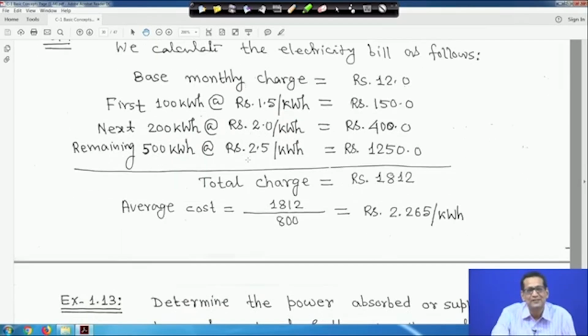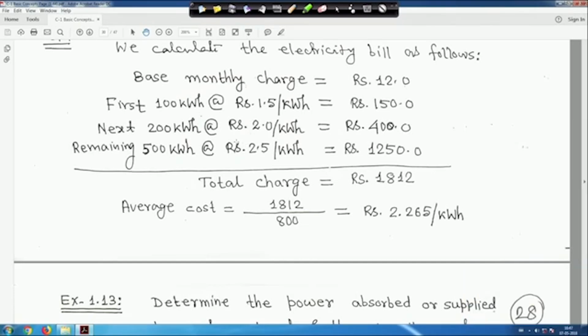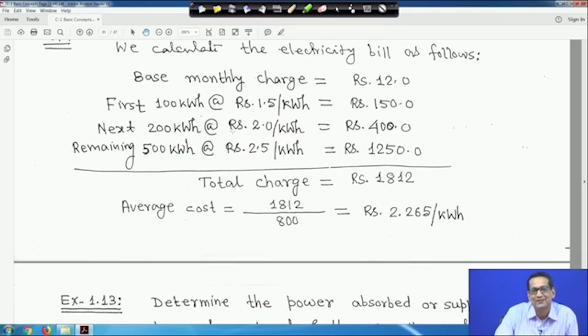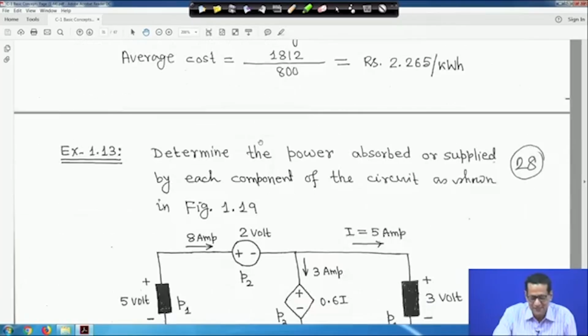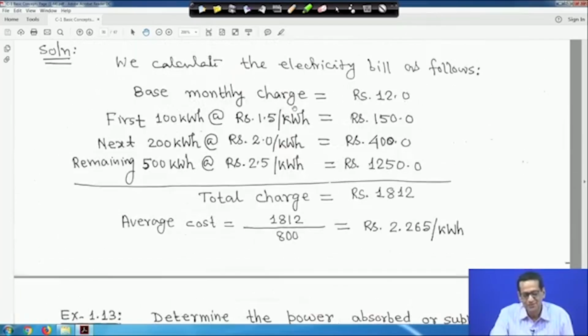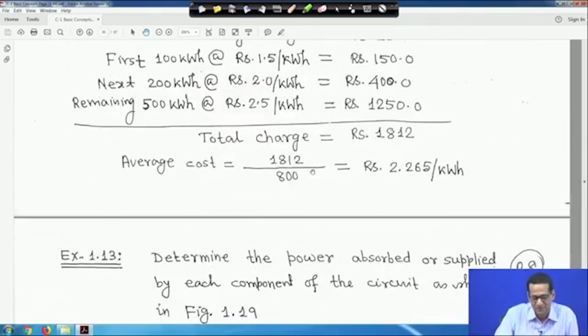Before going to the next example, sometimes we say in English rhymes that energy is power multiplied by hour. Rather, I can put it in a better way: electrical energy is power multiplied by hour. So, that is kilowatt hour, because kilowatt is the power and hour is the time. This is a simple example I took for you. Hope it is understandable, very simple thing.